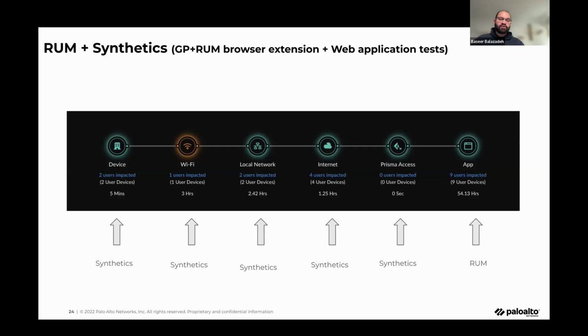This is the most ideal situation for us, where we have Global Protect installed on the device, we have the RUM browser extension deployed to PAB, and we also have a web application deployed. So in this scenario, we're able to get the most holistic view into the performance of that website from a user's perspective.